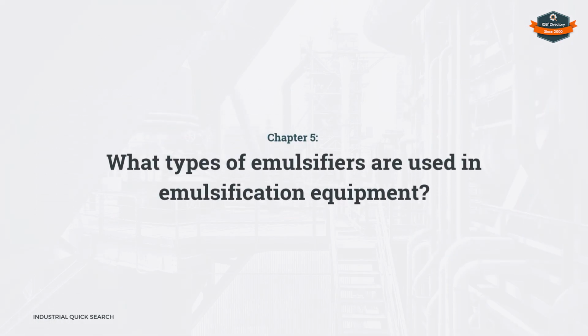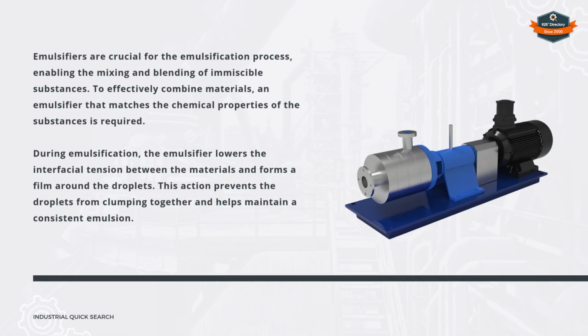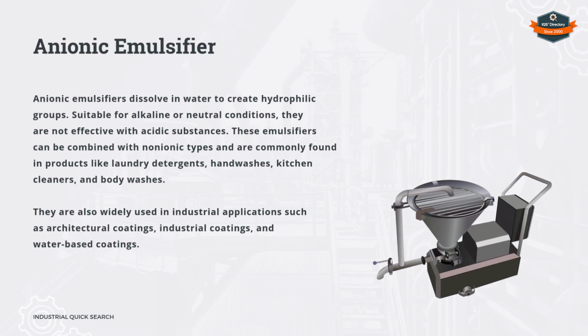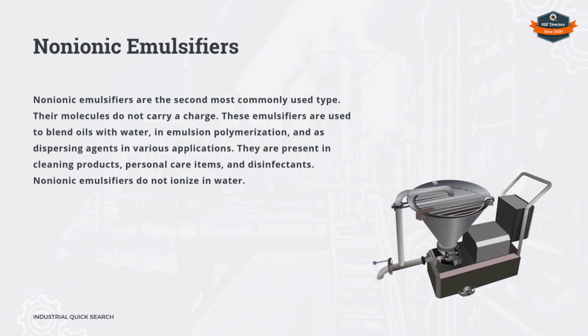Chapter 5. What types of emulsifiers are used in emulsification equipment? Anionic emulsifier. Cationic emulsifiers. Non-ionic emulsifiers.